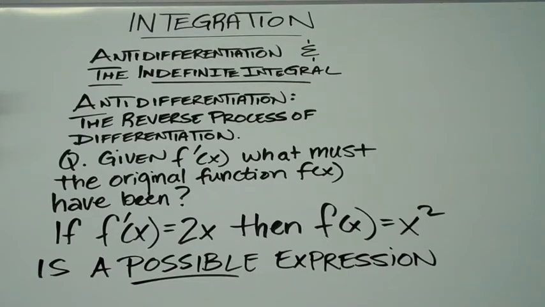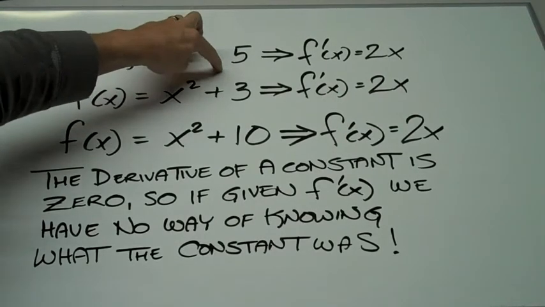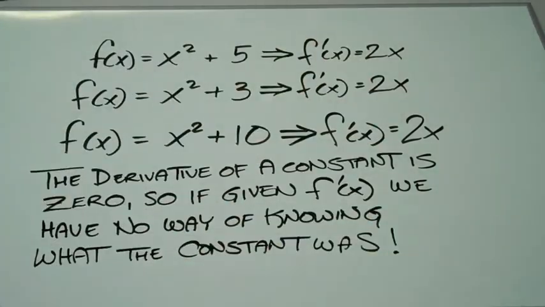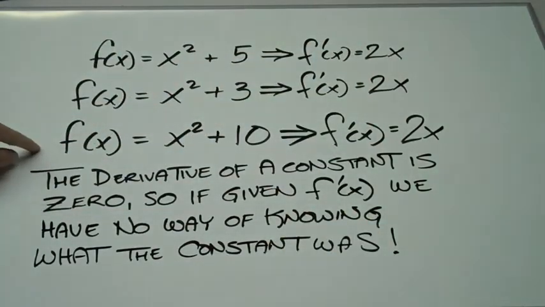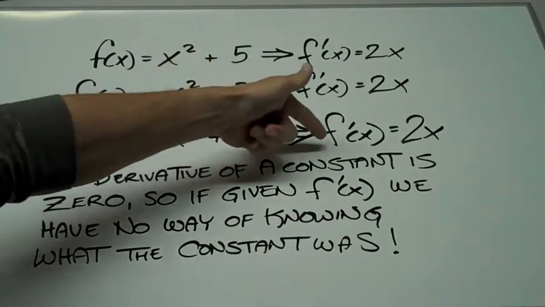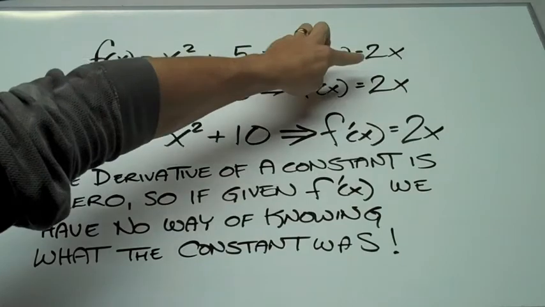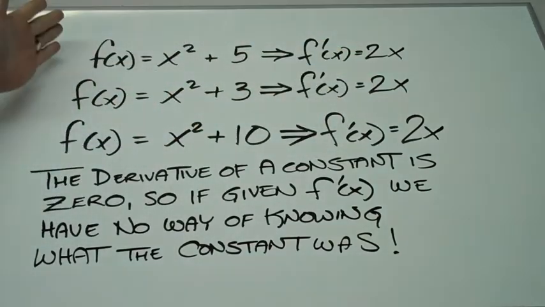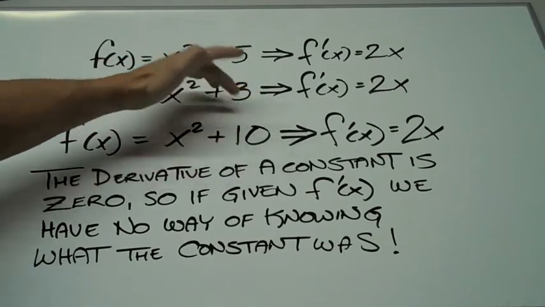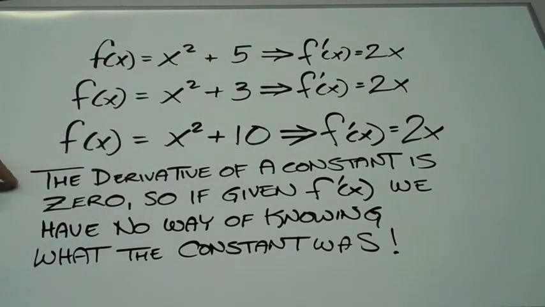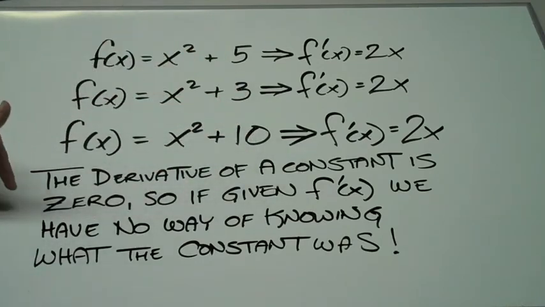Are there more? Yes. If our function f(x) is x squared plus 5, our derivative is 2x. If our function is x squared plus 3, our derivative is 2x. If our function is x squared plus 10, our derivative is 2x. In each case, if we started with the derivative f'(x) is 2x, we get a different starting function, plus 5, plus 3, plus 10. Notice, these are the constants. The derivative of a constant, either 5 or 3 or 10, is 0.